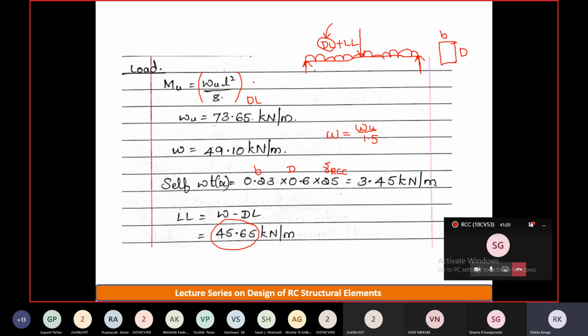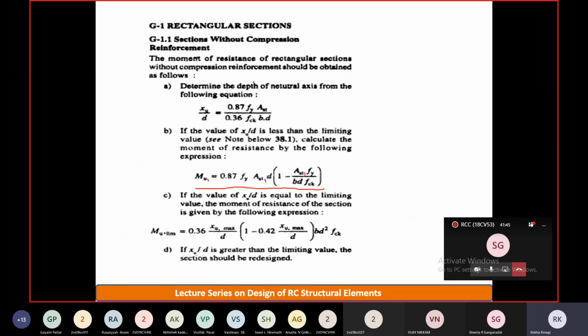So if it is UDL, there is no problem. Both self weight as well as the load, you will be considering as Wu, UDL only, that is Wu L square by 8. If there is a point load, you can use the equation WL by 4, that is the PL by 4 equation, which you have already used in previous semesters many a time. So this is how you are supposed to proceed with the numerical example.